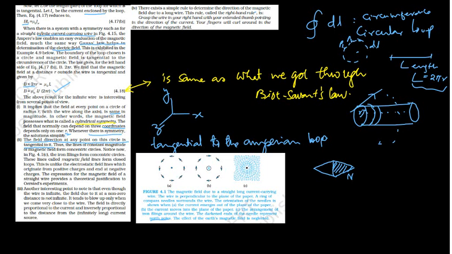Fourth point. There exists a simple rule about the direction. It is called the right hand thumb rule. Grasp the wire in your right hand with your thumb... we have covered this already. Okay? So this result is basically the same as what we got from the Biot-Savart law. So up to that we have covered.